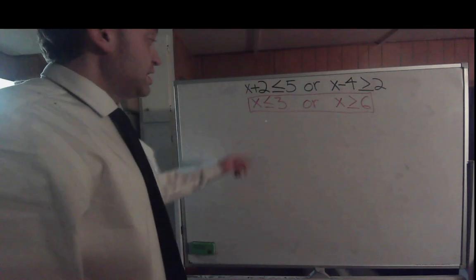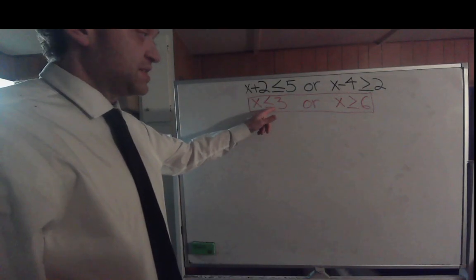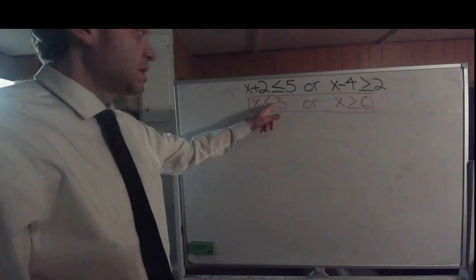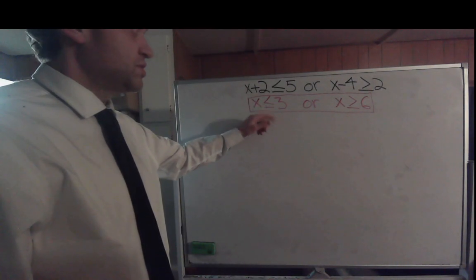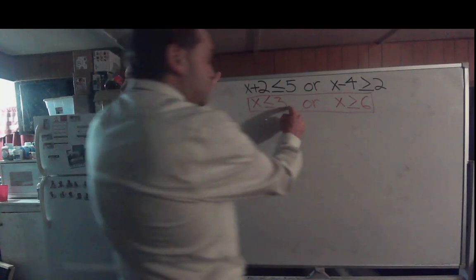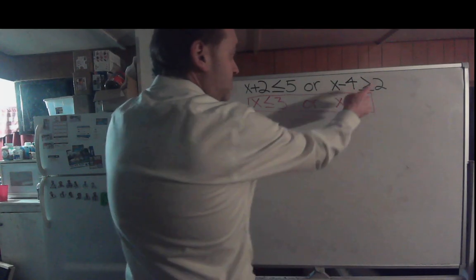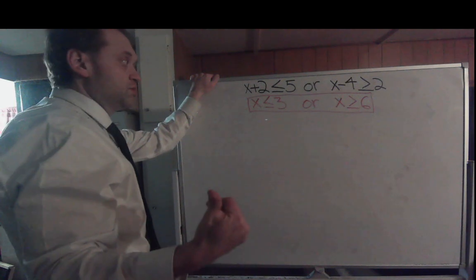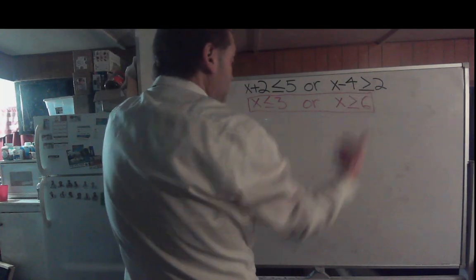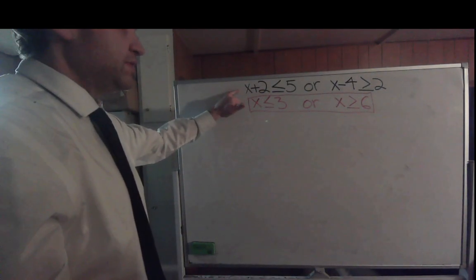So if you put in 3 here, since the solution includes 3, 3 plus 2 is 5, it equals 5. If I put in 2, since it's also less than, 2 plus 2 is 4, which is less than 5. That works. Let's say I try that over here in the x minus 4. I put in 3 minus 4, well, negative 1 is not greater than 2, or equal to it. Even if I put in 2, 2 minus 4, well, that's negative 2. That's even lower. So the x less than or equal to 3 only works for the left equation.